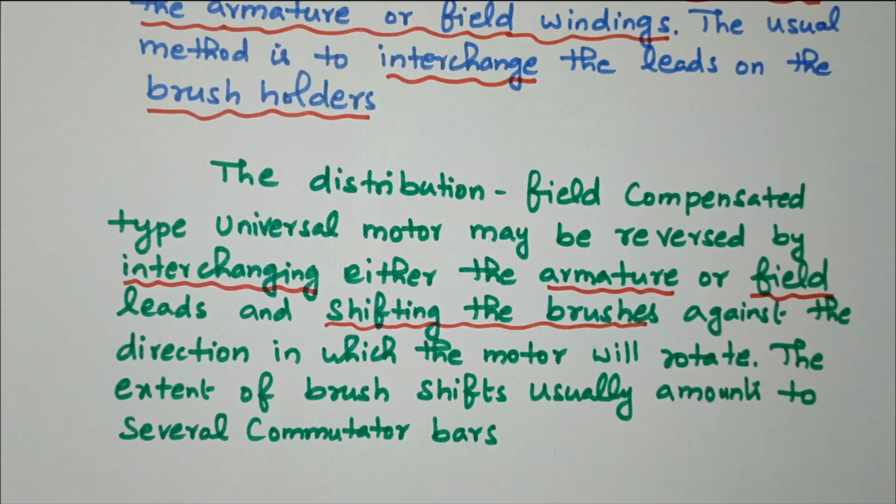So in this video we discussed what is meant by a universal motor, what types are available, what the operating principle is, followed by the speed torque characteristics, applications and reversal of rotation.